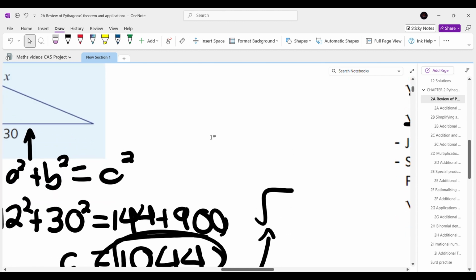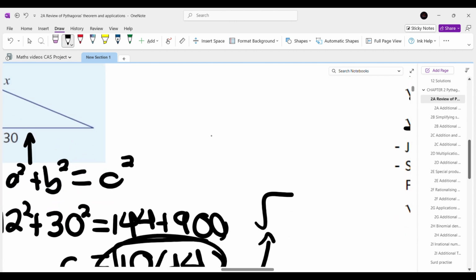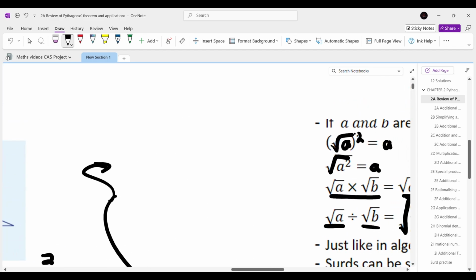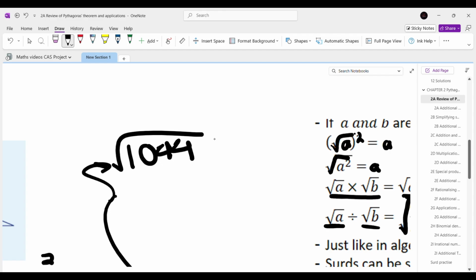If we want to go back to our original answer here, root 1044, we can attempt to break this down into a surd as well. Let's just try it here. The factors of 1044 include 4, so we can divide by 4.